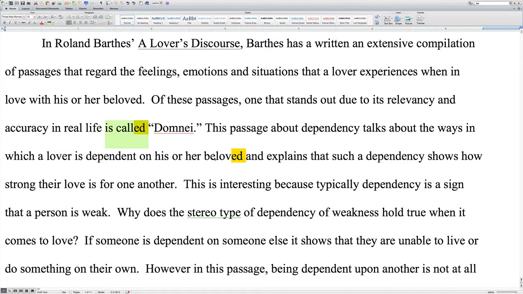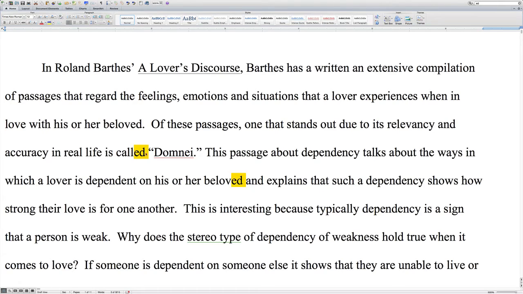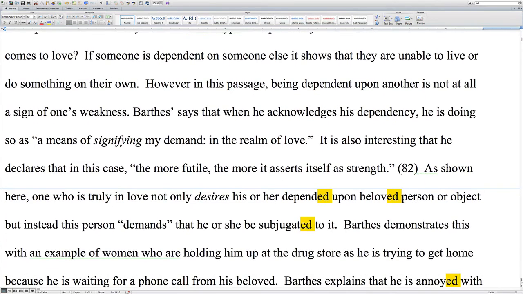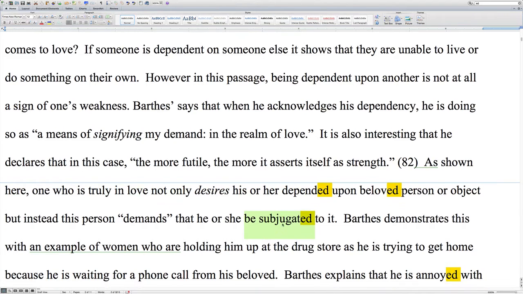Okay, before we start fixing passive voice, let's just find passive voice, because I want to show you how it can show up in different ways. Okay, the next one is beloved. Ed at the end. Is there a form of to be in front of it? No. Her, H-E-R, is not is, am, are, was, were, be, being, been. So next. Depended. Okay, his or her depended. Well, no to be. Upon beloved. Well, upon is not a to be. Subjugated. Be subjugated. That's another passive voice. There you go. We're going to have to fix that later. Okay, we go on.